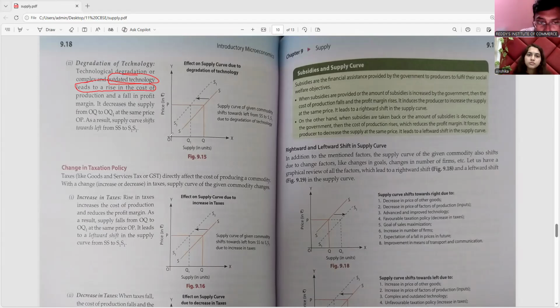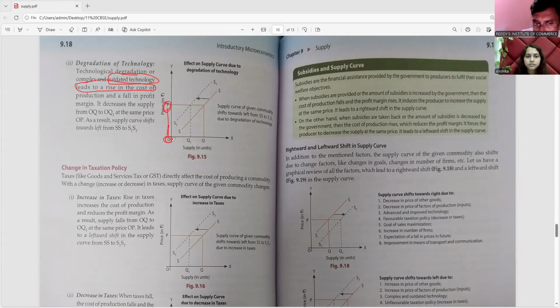When you supply OQ, here is the price P. Will the price be reduced? No, because of less productivity, that is the basic reason. If you are using poor technology, then you will manufacture less quantity, and when you manufacture less quantity, you will supply less quantity. So that is affecting the supply. But the price also remains the same.